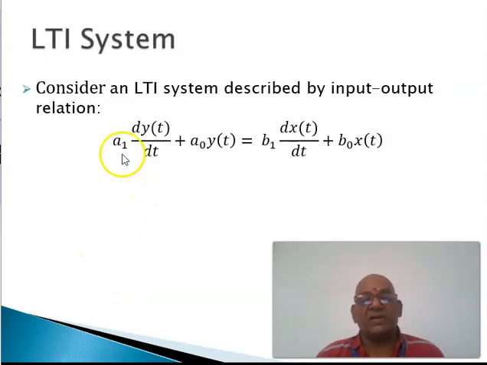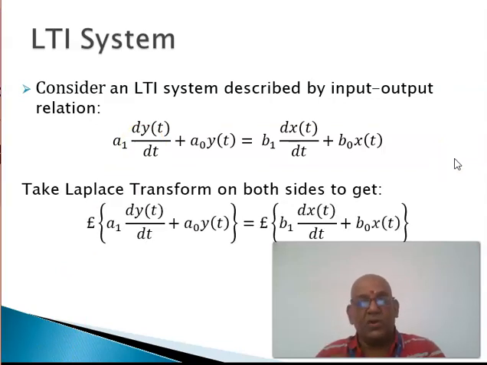Consider an LTI system described by this differential equation. This system obviously is an LTI system because it is described by a linear differential equation with constants. A1, A0, B1, B0 are constants, and thus this is an LTI system. Now take Laplace transform on both sides of this equation to get what is shown here. Laplace transform of this whole on the left hand side of the equal to sign is equal to Laplace transform of this whole on the right hand side.